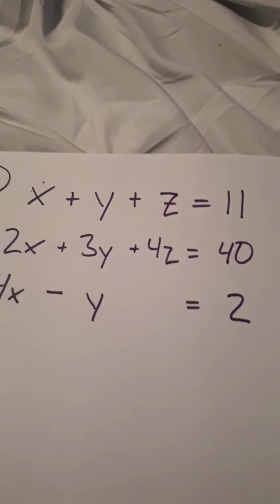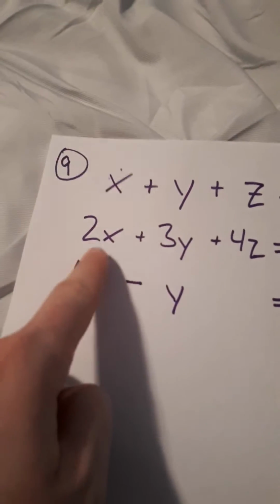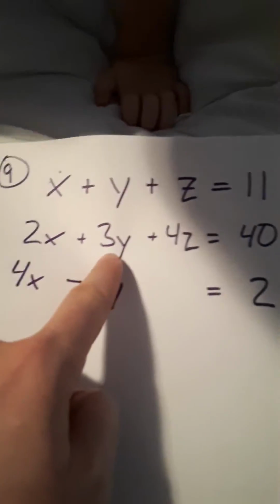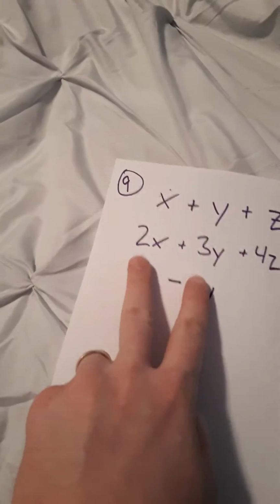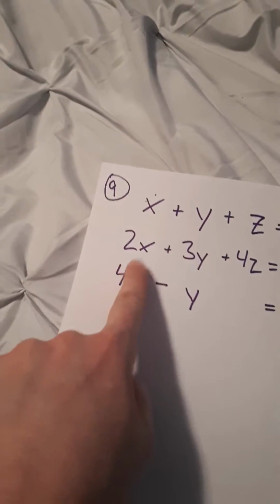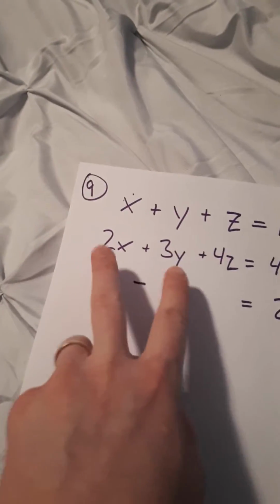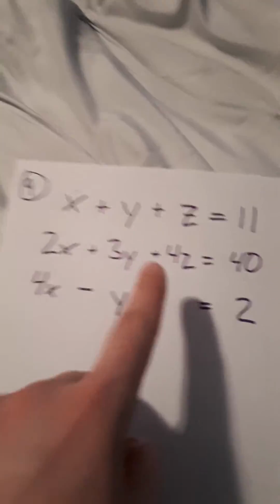Then we have some more information. The sum of twice the first number, so 2x, plus 3 times the second number. That tells me that we're adding twice the first number and 3 times the second number. So 2x plus 3y.